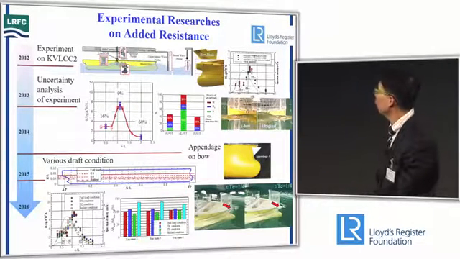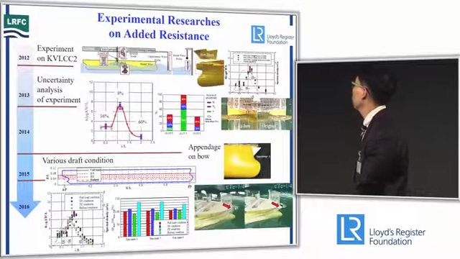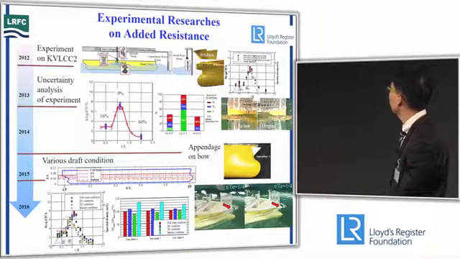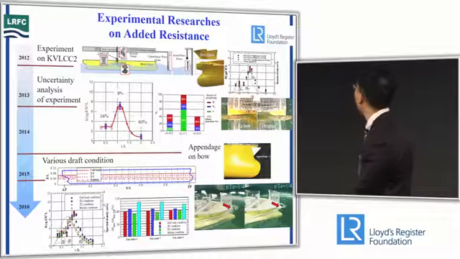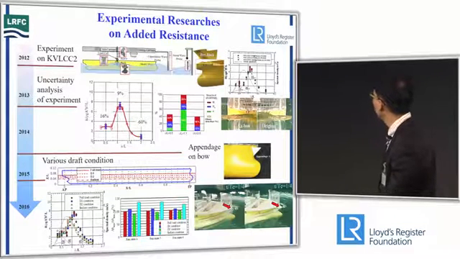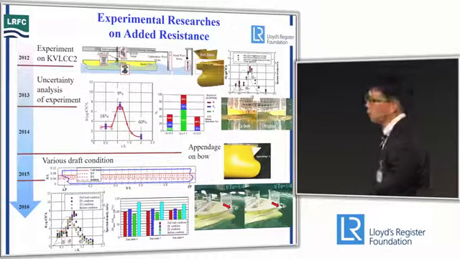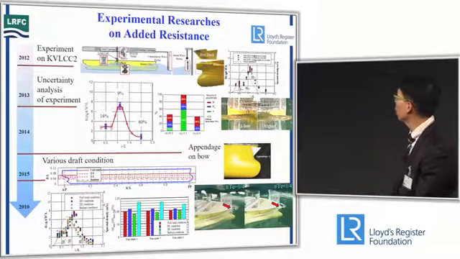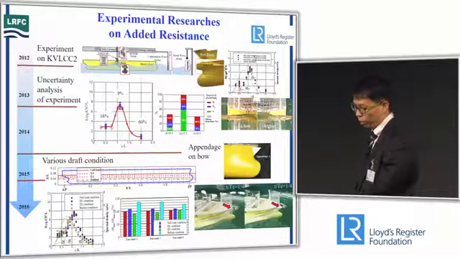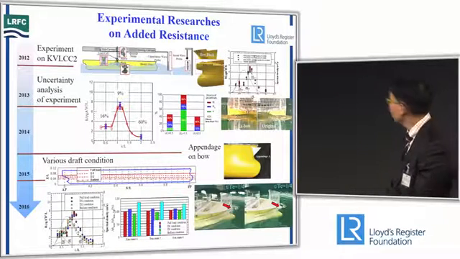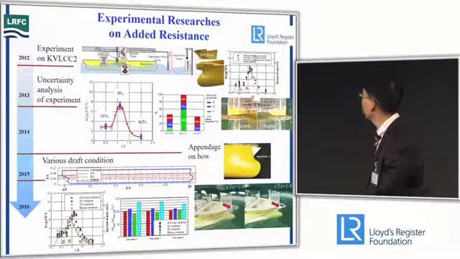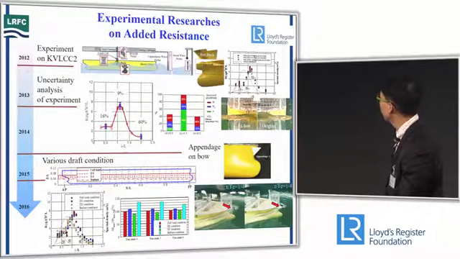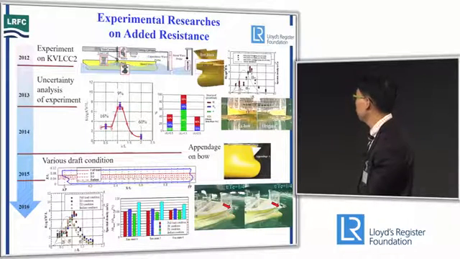In 2012, I set up an experiment for added resistance, conducted for 3 different bow shapes, and we can see the reduction of added resistance in this figure. In 2013, uncertainty analysis of the experiment was conducted, and we get this uncertainty analysis. From the uncertainty analysis, we can get the sources of uncertainty, and the contribution of each source is evaluated.